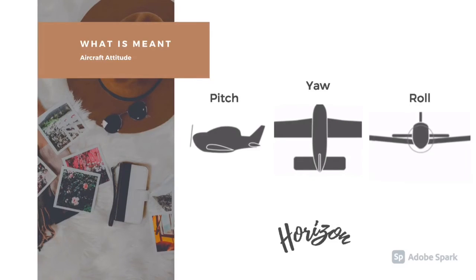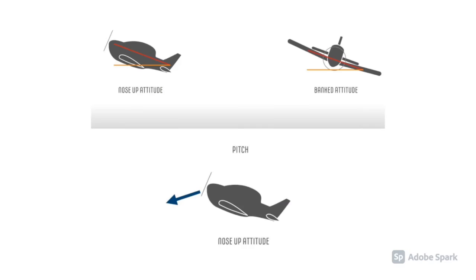Yaw is defined as the attitude relative to the airplane's flight path, not the horizon, so when the pilot refers to the airplane's attitude, generally, they only refer to the position of the nose and wings relative to the horizon. For example, when an airplane pitches up, this is a nose-up attitude. When the airplane rolls to one side, this is a bank attitude.